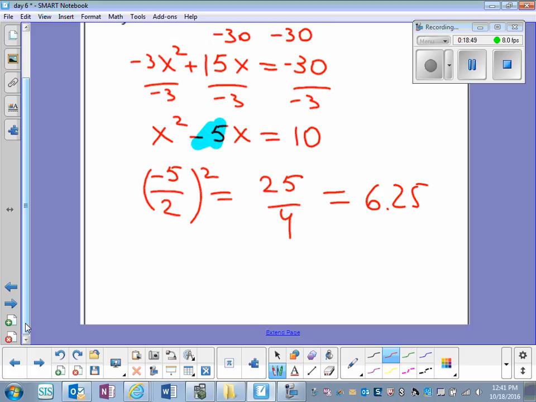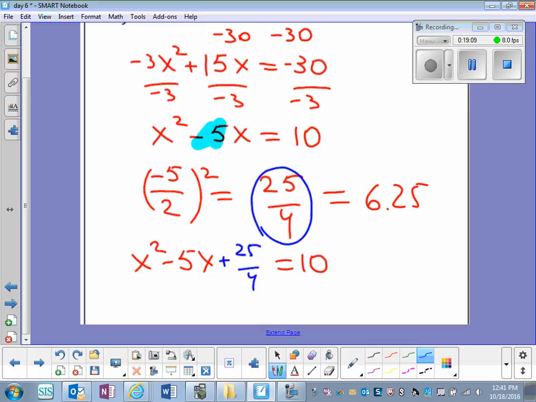Now what do? We add this number to both sides of this equation, right? So I rewrite x squared minus 5x equals 10, and then I need to add whatever, either fraction or decimal, doesn't matter. So I take this number and say plus 25 over 4, plus 25 over 4. Okay, so the answer from the previous step goes there.